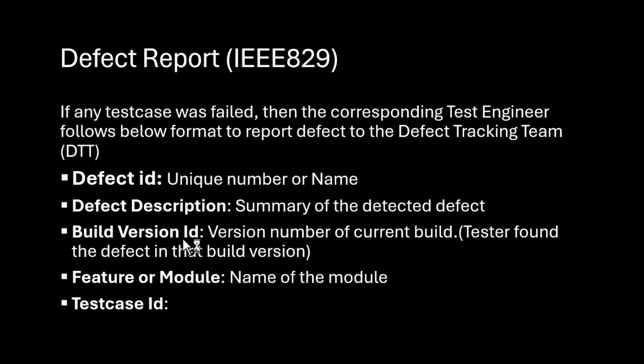Whenever you are verifying a particular software under test, that is the application under test, AUT, as some organizations call it, it comes in builds. In that build there will be a version ID, and the build version ID tells about that. Then the feature or the module, that is the name of the module where you got the defect, which you have to mention under feature or module. Then test case ID: in which particular test case you got this defect and are going to raise it. For that reason you have to write the test case ID.